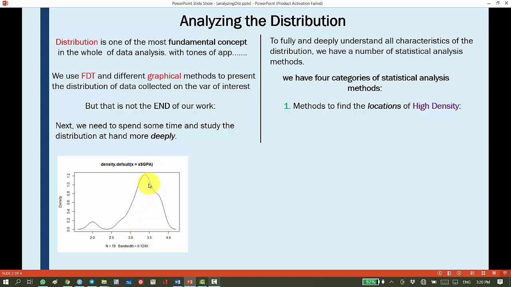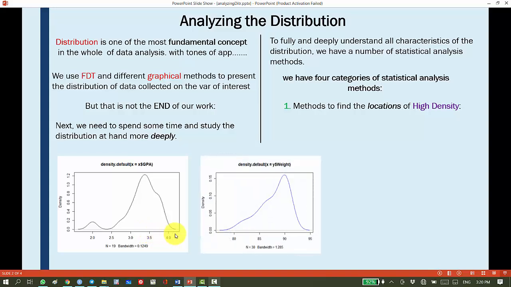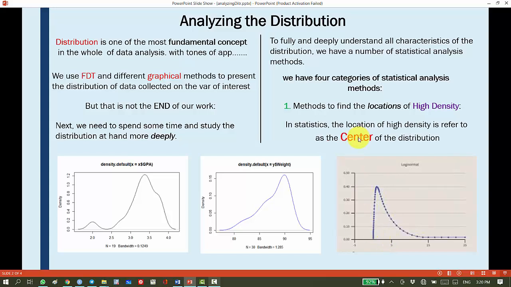For example, here if we consider the density plot of the student's GPA, we see that the high density is somewhere around 3 to 3.5. Or if you consider the distribution of the student's weight, the highest density is somewhere between 88 and 92. Likewise, if you consider the density of income, the highest density is somewhere between 8 and 9. In statistics, the location of high density is referred to as the center of the distribution.